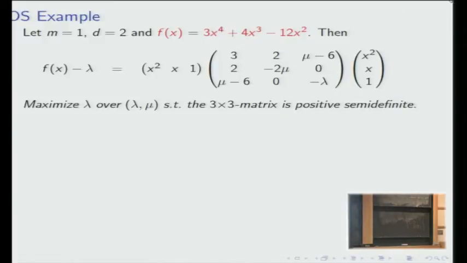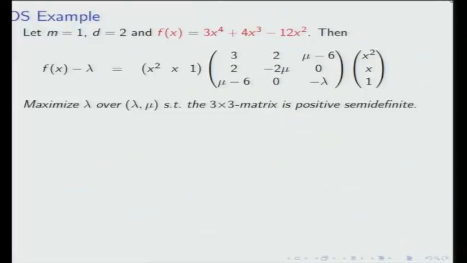Now suppose you were lucky and you never had to take calculus, or you forgot everything about calculus. Then here's how you approach this problem. So we'll not use calculus. Instead, we will use the approach I just described. We're going to look at f minus lambda, and we ask for the largest lambda such that f minus lambda is a sum of squares.